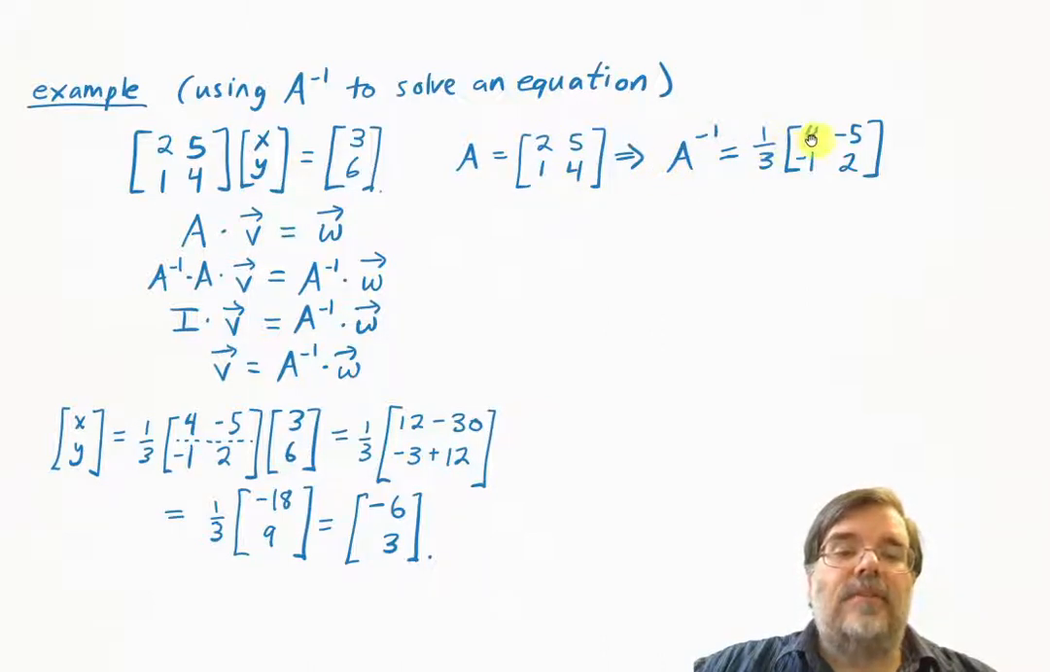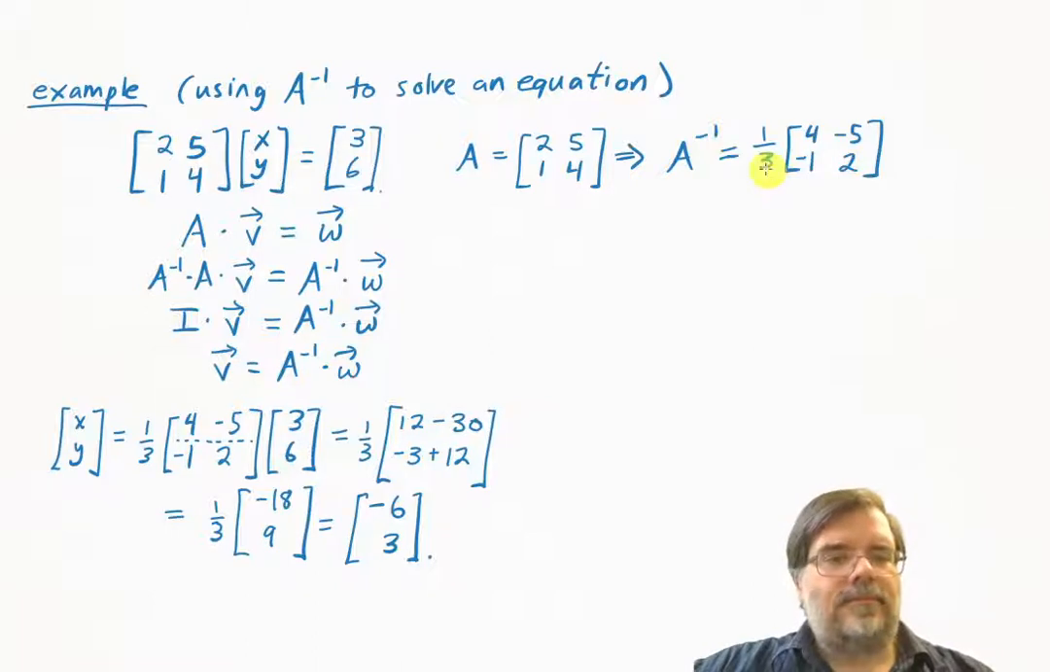Let's see, 1 divided by the determinant. So 1 divided by 8 minus 5, that's again 1/3. Switch 2 and 4, negate the 1 and 5. There's our inverse matrix. In this case, I'm not going to multiply through by 1/3 quite yet. I'll save that fun for later.